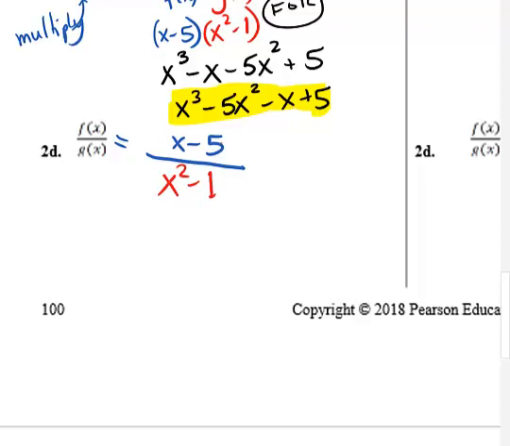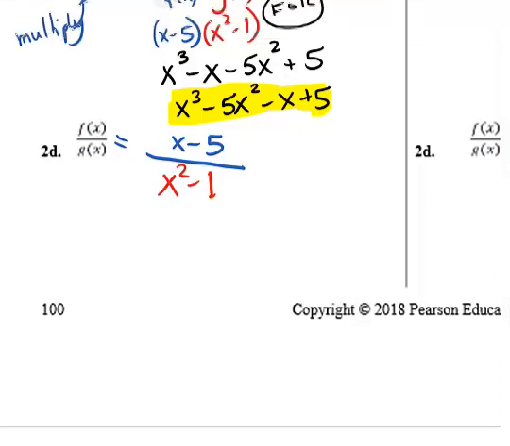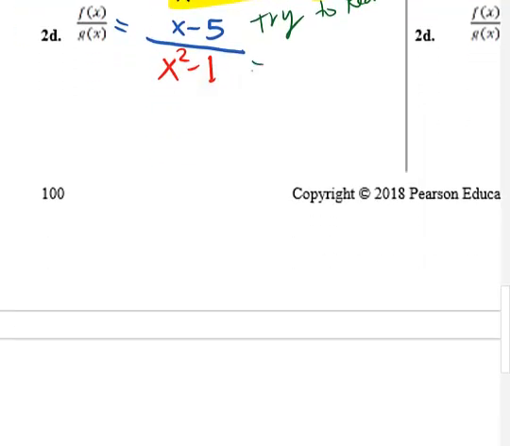Alright, and then this one, there's actually not much we can do, because I can't really divide these. The best thing I can do is try to reduce it. I can tell by looking at it, it's not going to reduce, but it's just good practice for when it does. So what you're going to want to do is factor anything you can. The numerator doesn't factor, it's just x minus 5. But the denominator, that's the difference of squares, so I'm going to write it as x minus 1 times x plus 1.